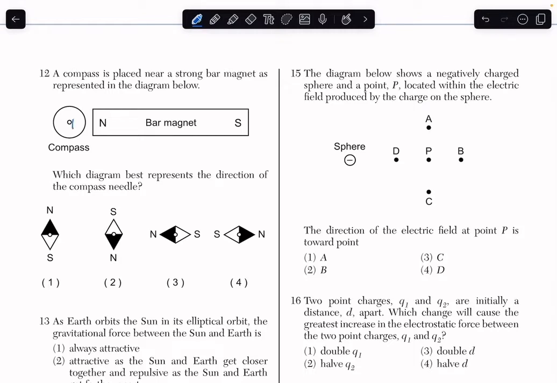So, north can't be here. This is not allowed because north and north, no, they repel each other. But south and north are going to attract each other. That's okay. So, the compass is going to be north on the left, south on the right, which is 3.